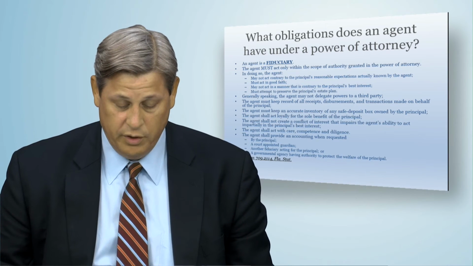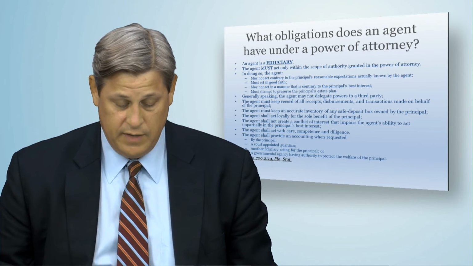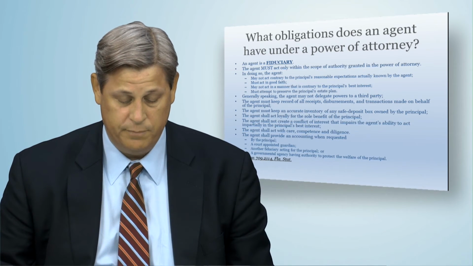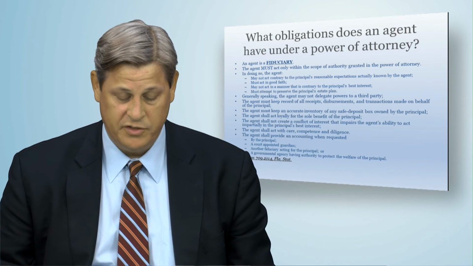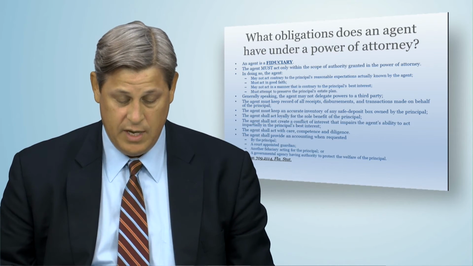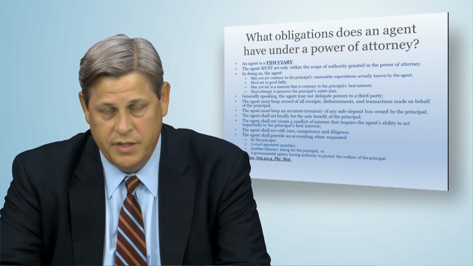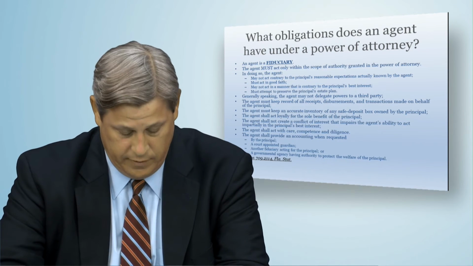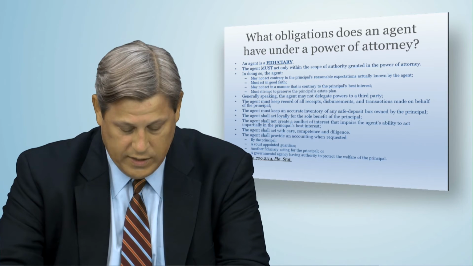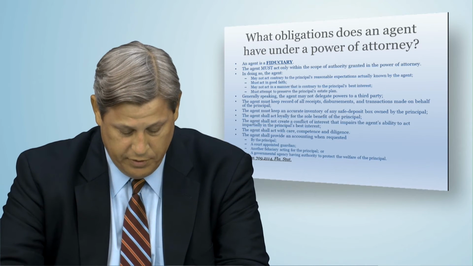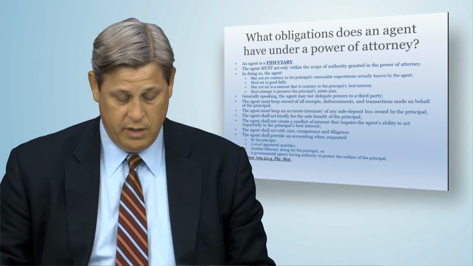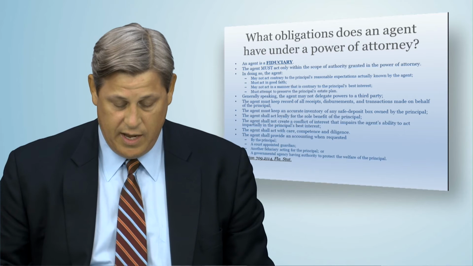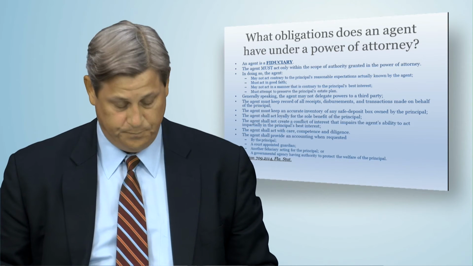The agent shall act loyally for the sole benefit of the principal. The agent shall not create a conflict of interest that impairs the agent's ability to act impartially in the principal's best interest. The agent shall act with care, competence, and diligence. And when requested, the agent shall produce an accounting of everything that they did using the power of attorney. The people that can request such an accounting are the principal himself, a court-appointed guardian, another fiduciary acting on behalf of the principal, or a governmental agency having authority to protect the welfare of the principal.